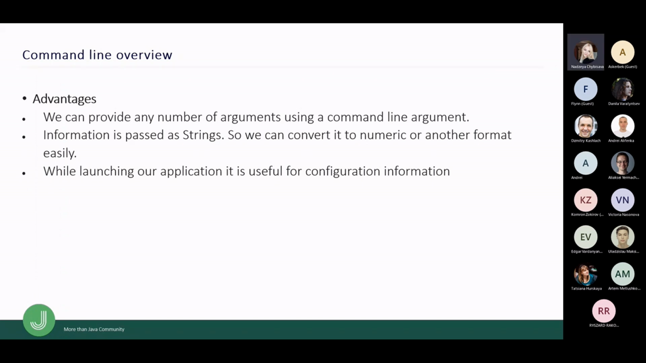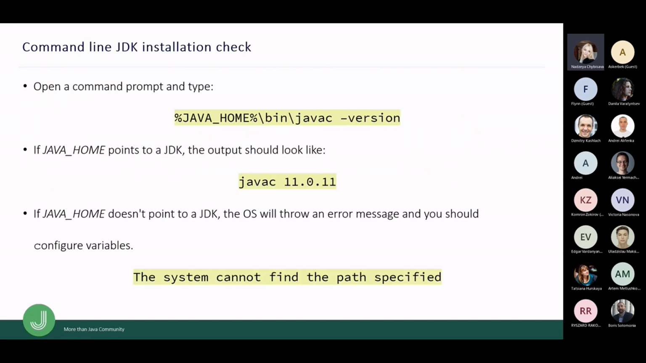So I would like to summarize it and tell the advantages. We can provide any number of arguments using command line arguments. Information is passed as strings, so we can convert it to numeric or another format easily. While launching our application, it's useful for configuration information.